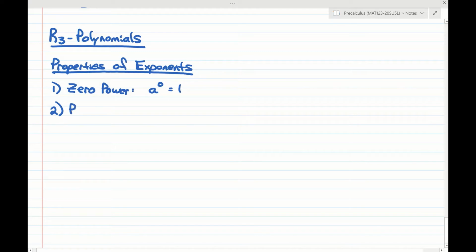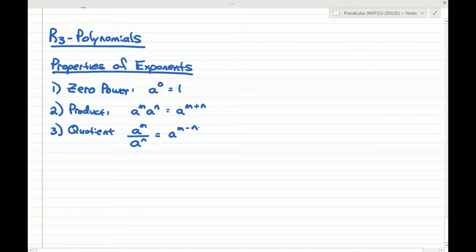Next property is called the product property. Product property says as long as you have the same base and you're multiplying them, you add the exponents. On the other hand, the quotient property says if you have the same bases and you're dividing them, well, multiplying and dividing are kind of opposites, right? So if you're dividing, instead of adding the exponents, you're going to be subtracting them.